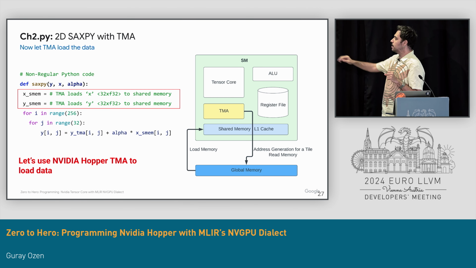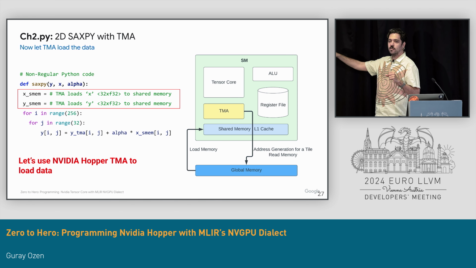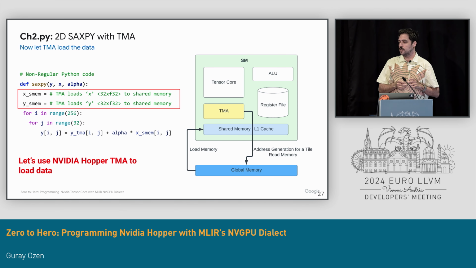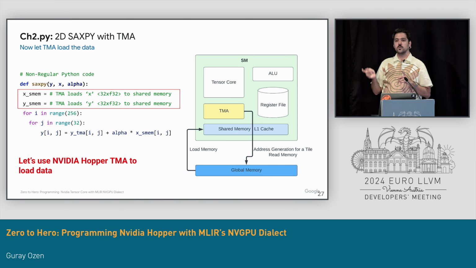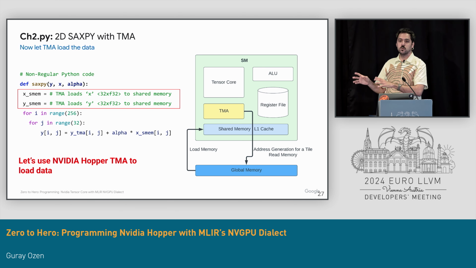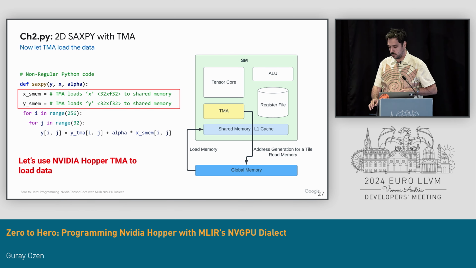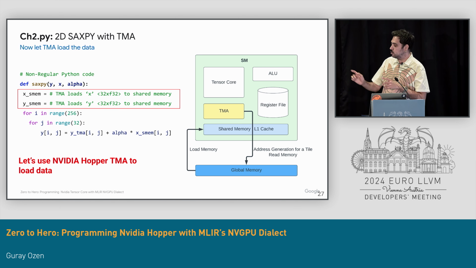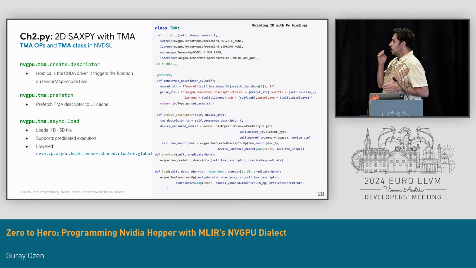What is TMA? TMA is this yellow thing in SM. It can load data asynchronously from shared memory to global memory. Right? And it can do address arithmetic, it saves your registers. It's really cool if you can use it. So we will use TMA to load data.